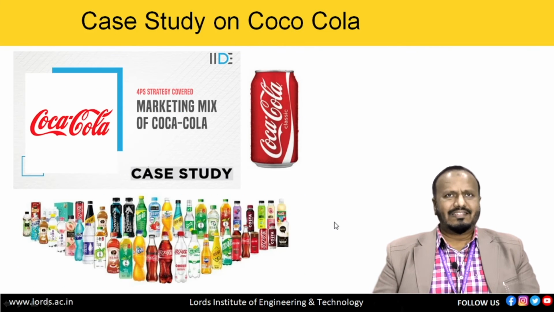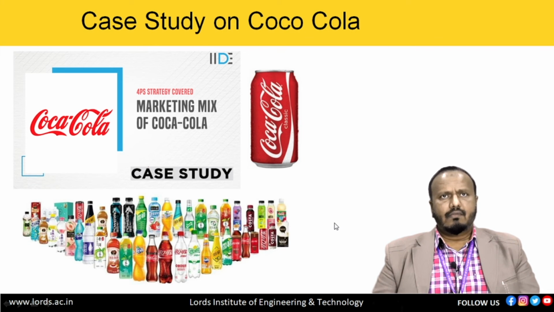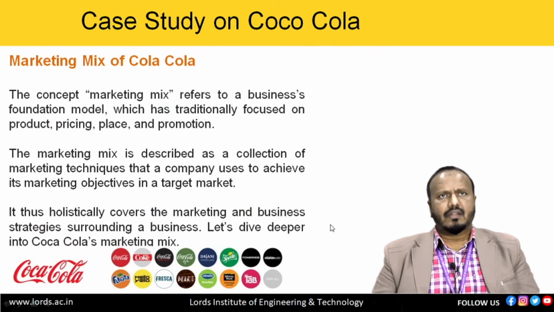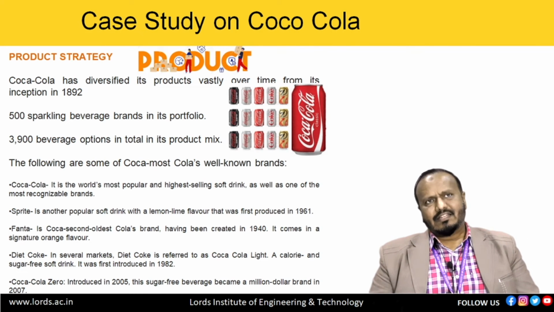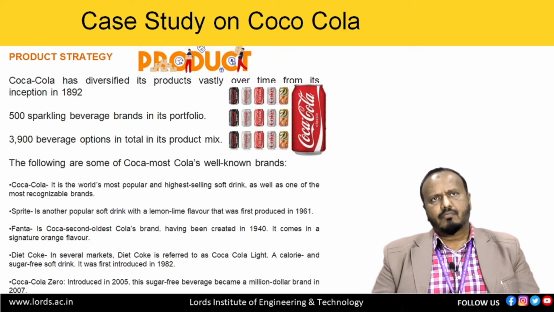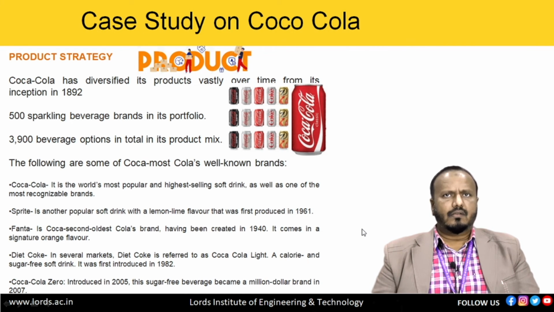Now we will do a simple case study about one of the products, which is Coca-Cola. We are trying to define the different marketing mix used in Coca-Cola in terms of product, price, promotion, and distribution. Coca-Cola was actually started in the year 1892. They had more than 500 brands in the portfolio. Apart from that, they have more than 3,900 beverage options in the product mix. That was the main product strategy which they adopted. And then the main brand they had was Coca-Cola.